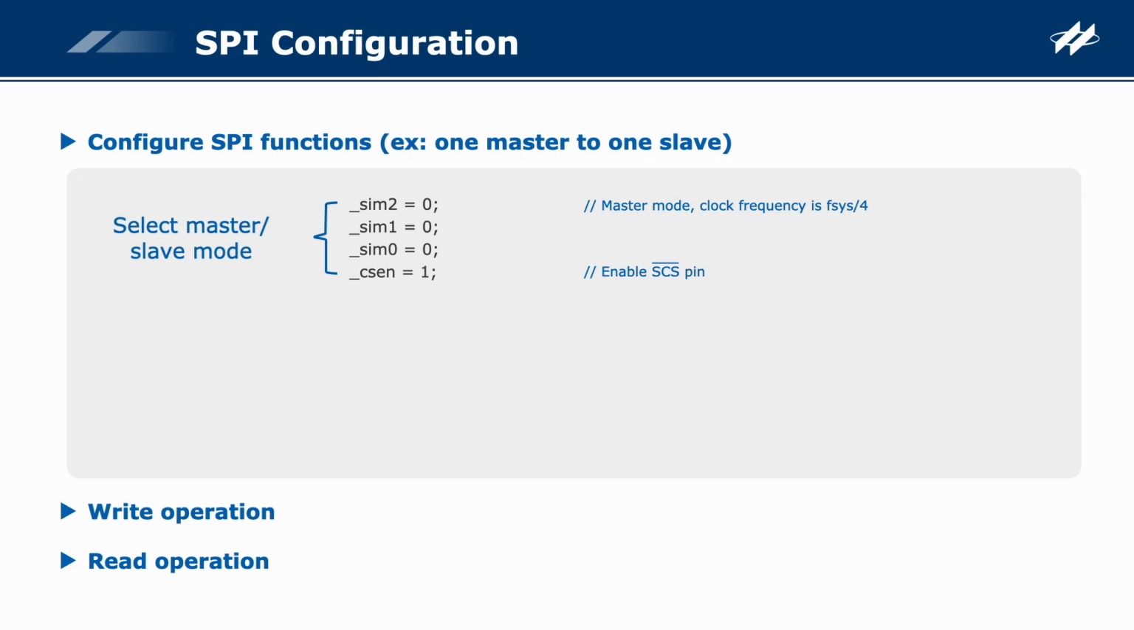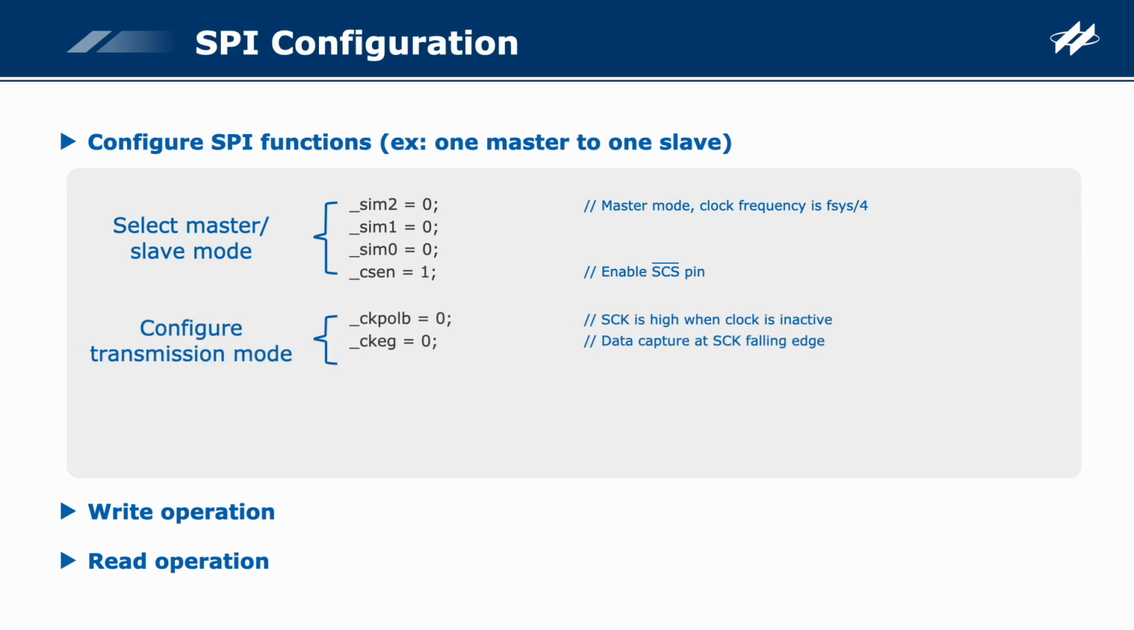Second, enable the SCS pin. Next, configure the transmission mode, where the SCK is high when the clock is inactive, and data is captured at SCK falling edge. Then select the lowest bit first for data transmission. Finally, enable the SPI.